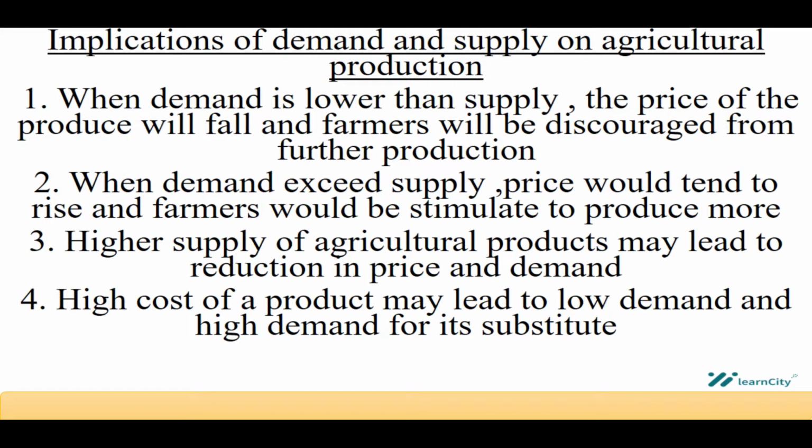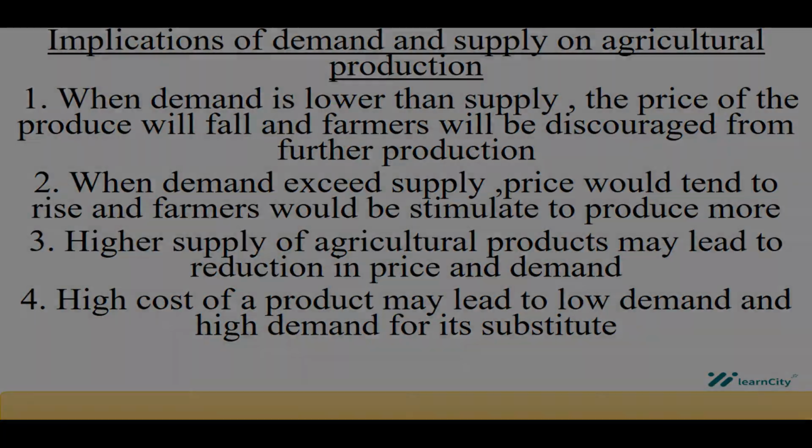Another one is higher supply of agricultural products may lead to reduction in the price. Another one is high cost of a product may lead to low demand and high demand for its substitutes. When a particular product is very expensive, the demand for it would reduce and the demand for a substitute good would also increase.